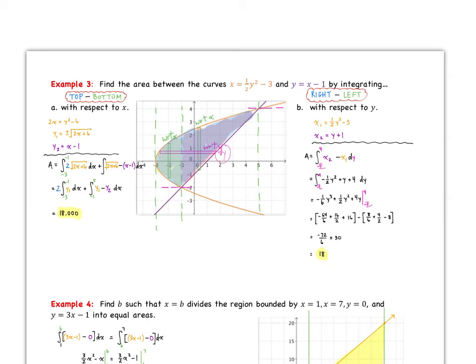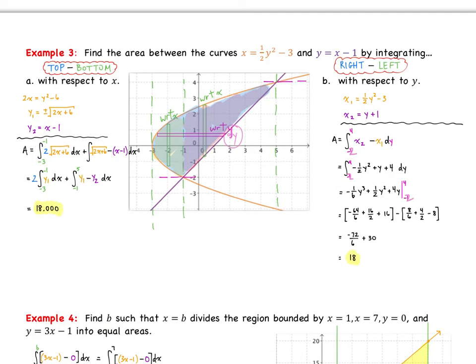What I find very helpful when we're finding area between two curves is draw your rectangles. You can draw your vertical rectangles when you're talking with respect to x, and your horizontal rectangles when you're talking with respect to y. That helps you visualize which is the top minus the bottom, or the right minus the left with respect to y.